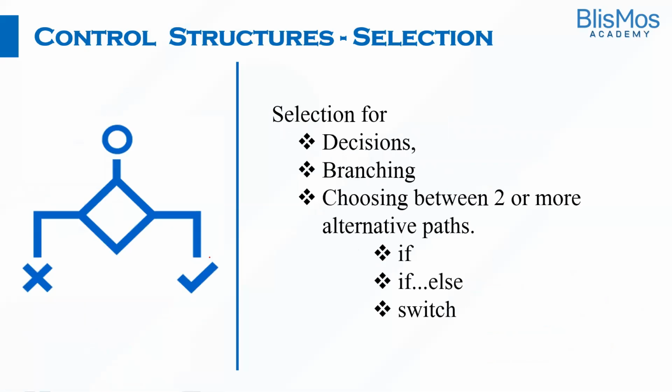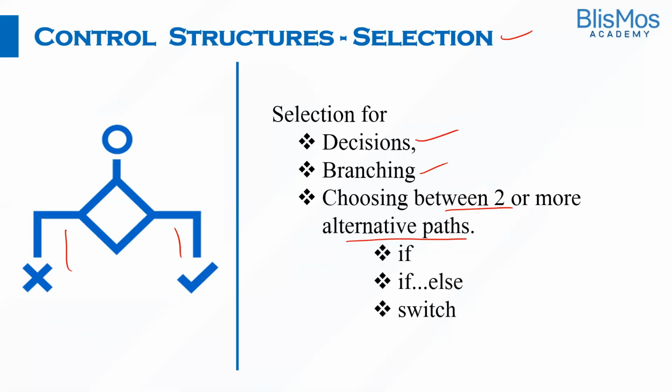The second control structure is selection. In selection, we use it for the decisions, branching, or choosing between two or more alternative paths. As we already indicated, we are often left with choices. It is not always that everything is a straight path. We have to take a decision between a few things depending upon the situation.